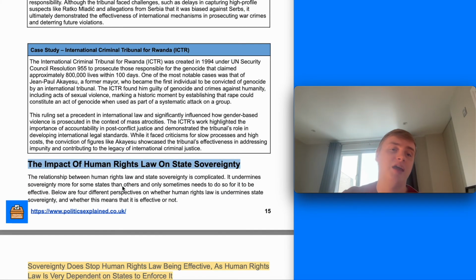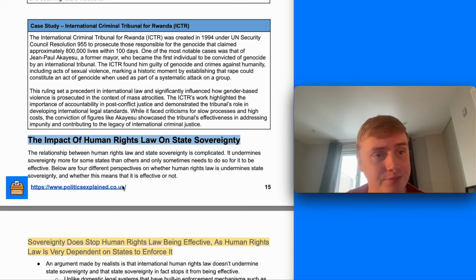Very similar is the Tribunal for Rwanda. It was in relation to the genocide in Rwanda in the 1990s, where approximately 800,000 people were killed within 100 days. And one of the most notable cases was that of Jean-Paul Akayesu, a former mayor who became the first individual to be convicted of genocide by an international tribunal. It found him guilty of genocide and crimes against humanity, including acts of sexual violence, marking a historic moment by establishing that rape could constitute an act of genocide when used as part of a systemic attack on a group.